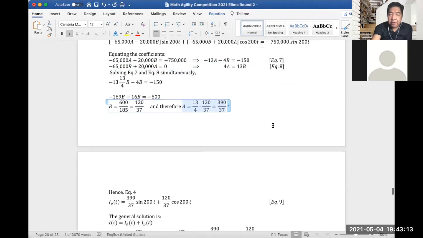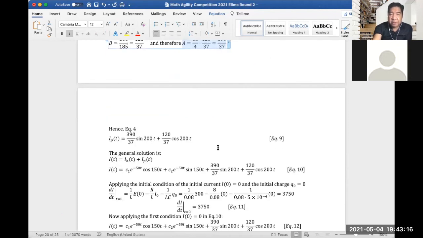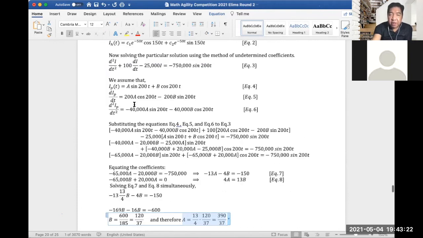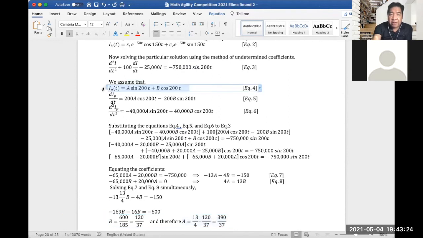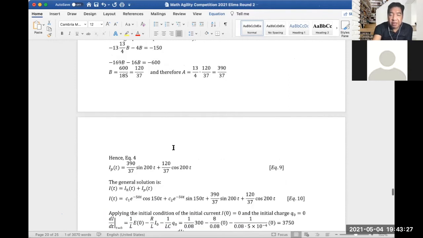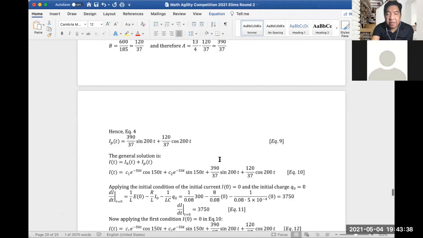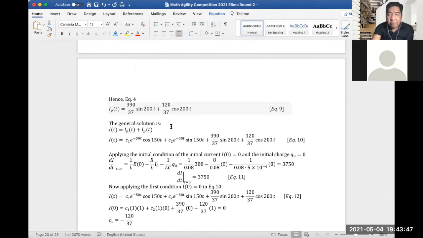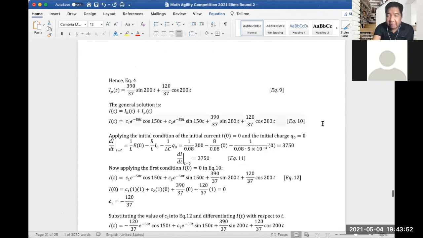So going back to equation 4, which is our particular solution, right? Equation 4 here. So since we already know the values of A and B, we just substitute them. So we have I sub p of t is equal to 390 over 37 sine of 200t plus 120 over 37 cosine of 200t. So that's our equation 9. So now the general solution would be our homogeneous plus the particular. So we just add it here and we form equation 10, right?